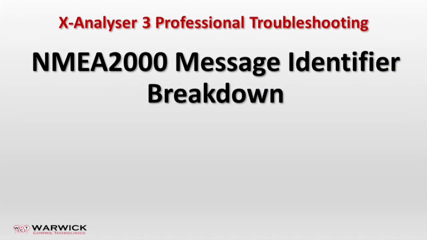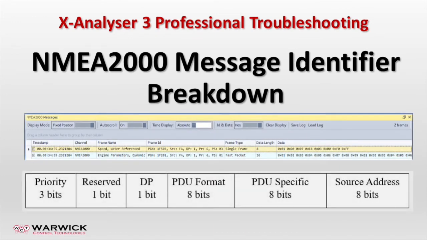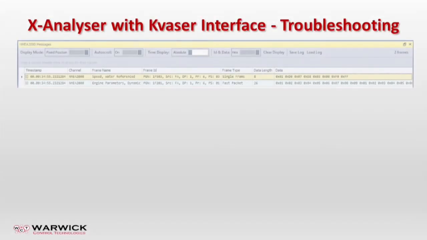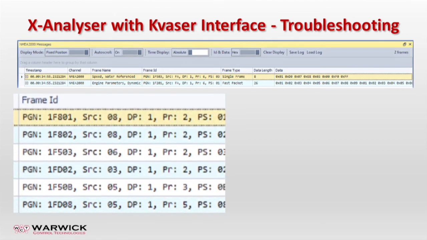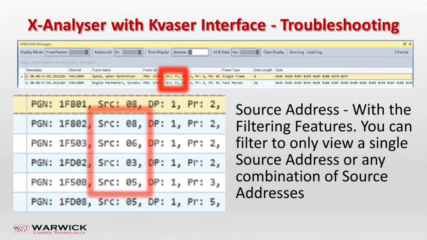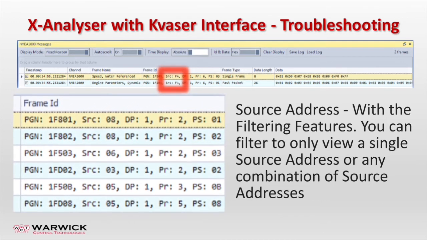The NMEA2000 decoding will also break down the parts of the message ID that we mentioned earlier. So let's see what you get. The NMEA2000 CAN message identifier is broken down through decoding into the source address. With the filtering feature as well, the display can be easily configured to show only a single source address or any combination of device source addresses you'd like to view, instead of monitoring the whole bus.